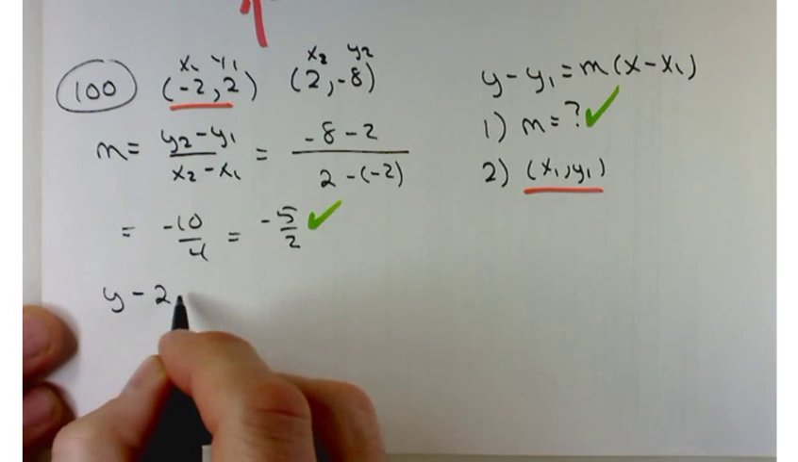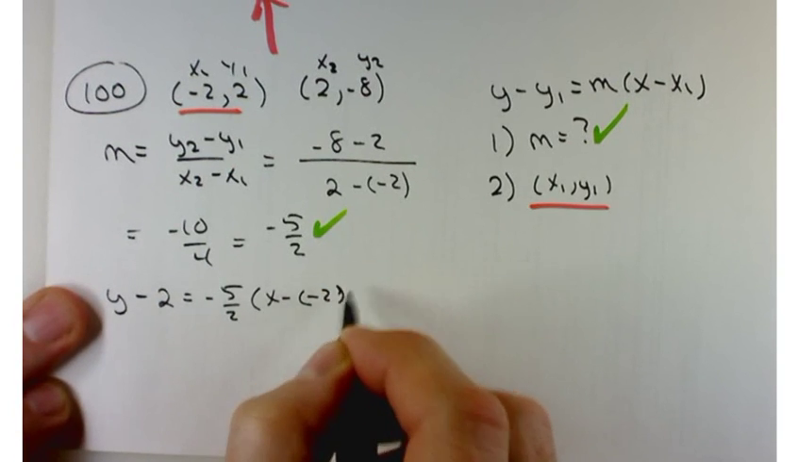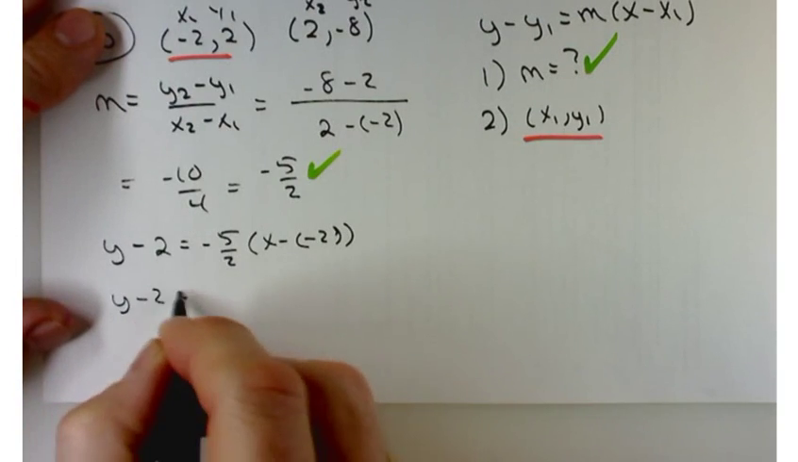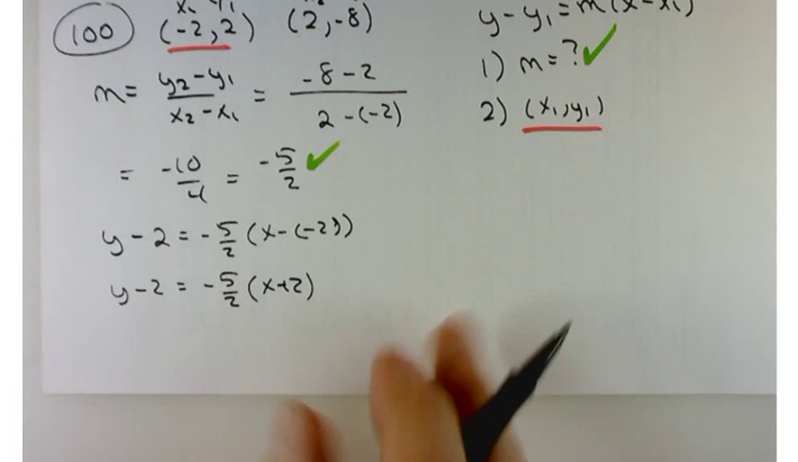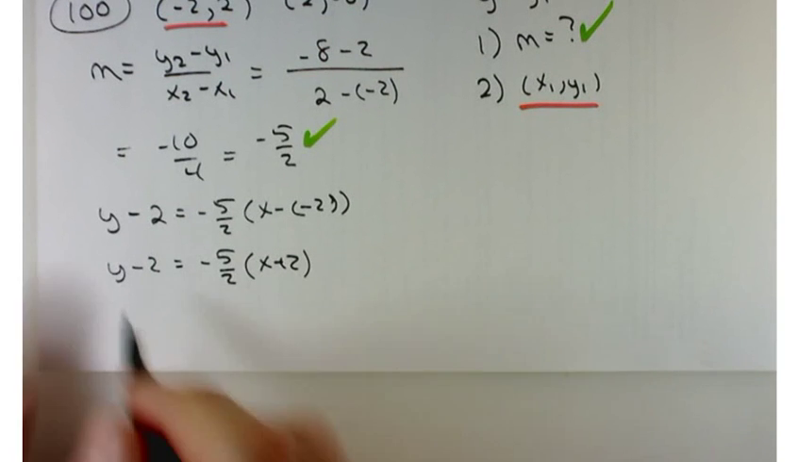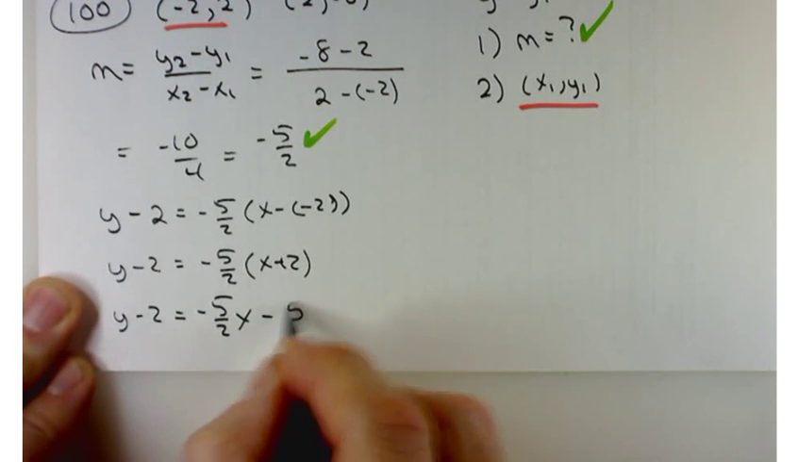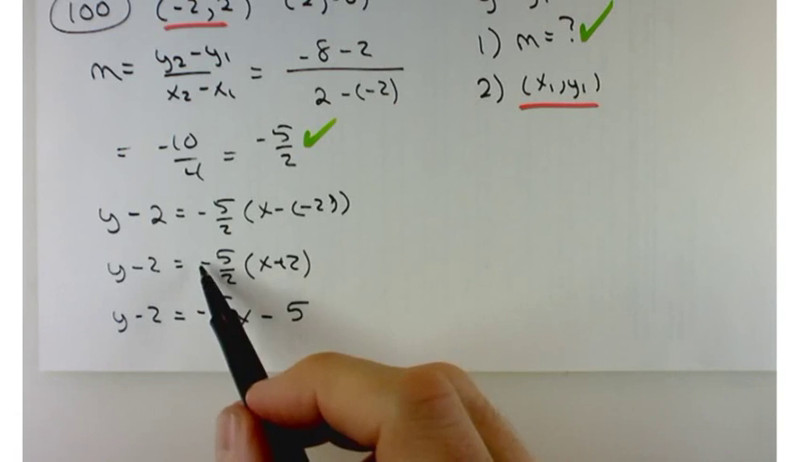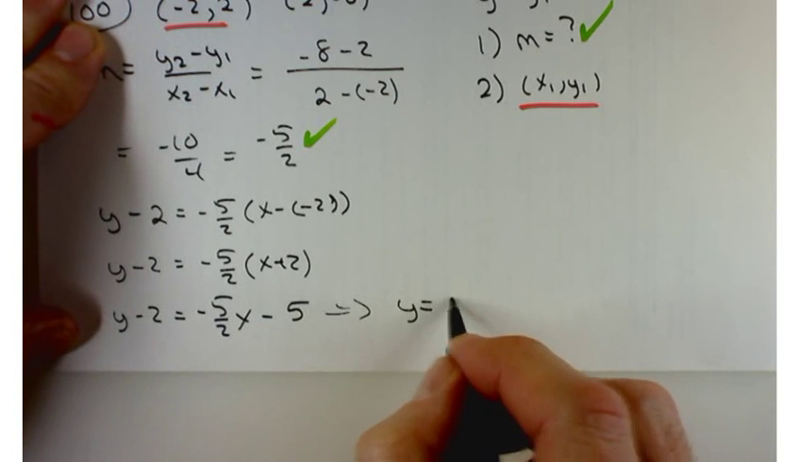Y minus 2 equals negative 5 halves times x minus negative 2. Y minus 2. I'm going to take just a second and get rid of the double negative there. If I distribute, the 2 is going to cancel out with the denominator of the slope. So just leave me with a negative 5. And then last but not least, I'll add 2 to both sides.